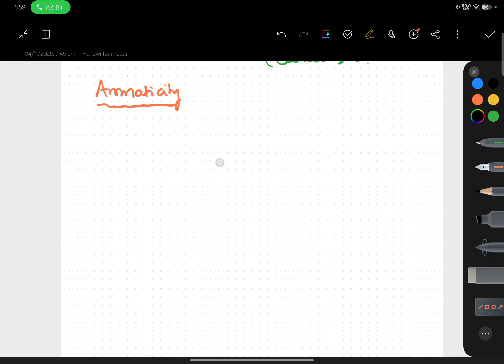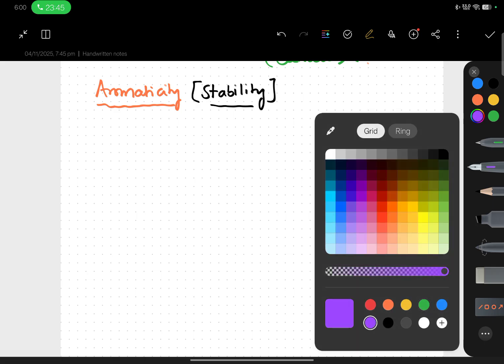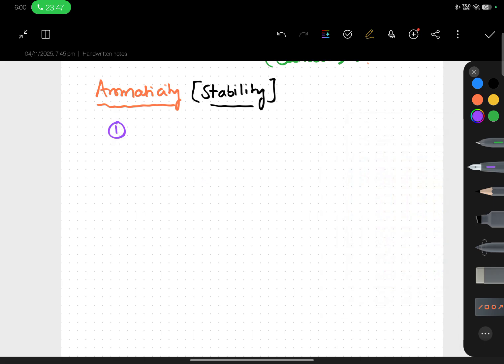Okay, so the word aromatic means something which has a good smell. But here the word aromatic or aromaticity means stability. So how do you define the stability? 3 conditions it should satisfy. Number 1, it should have a planar molecule, planar shape.